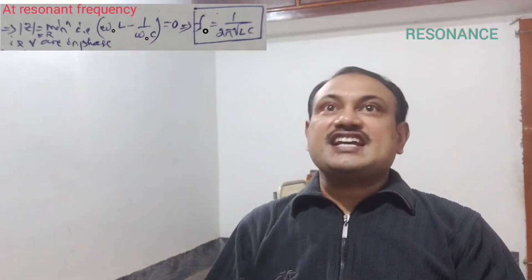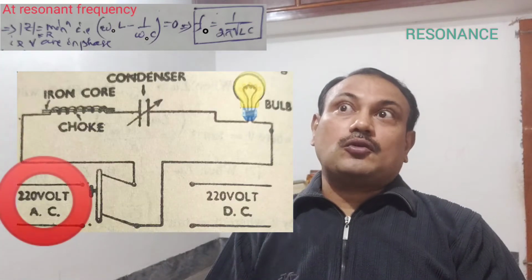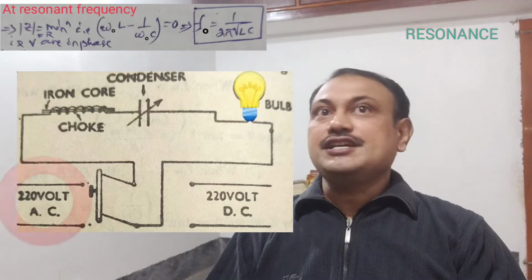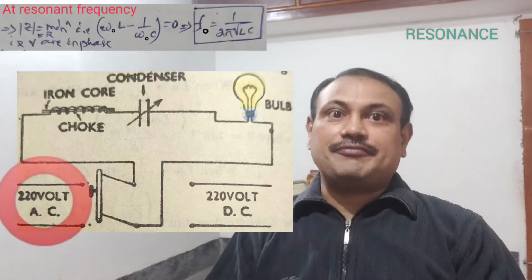A confirmation of LCR series resonance is observable when a bulb glows with maximum illumination when adjusted for values of L and C connected to an AC source, of course. With a DC source, of course, it will never glow.